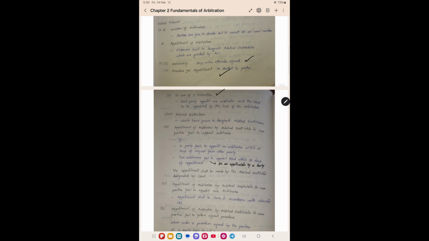In case of 3 arbitrators, each party will appoint one arbitrator, and the third arbitrator is called the presiding arbitrator, and he will be appointed by the earlier appointed 2 arbitrators. Arbitral institutions will be designated by the court, and there is a procedure for appointment under subsection 4. The procedure given in 11 subsection 4 is: the party will make an application to the court. The court will designate an arbitral institution. Then the arbitral institution will appoint the arbitrator to solve the dispute.